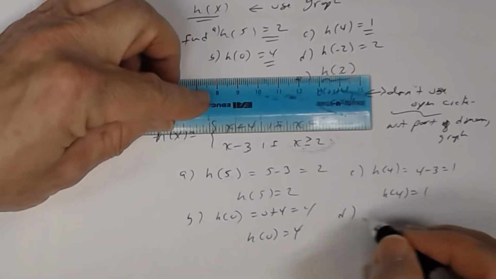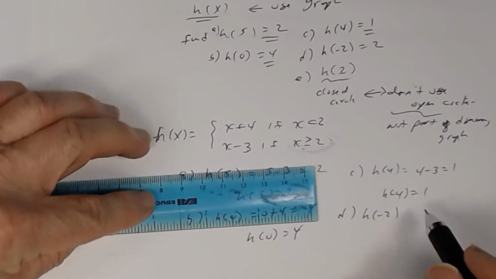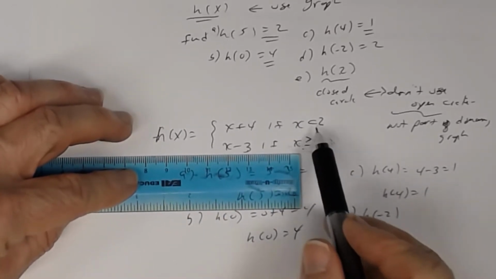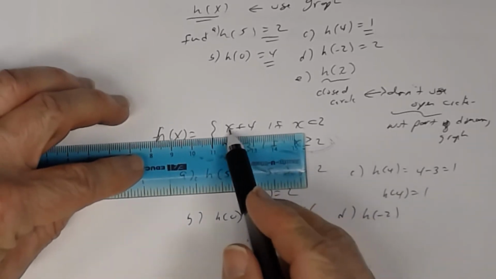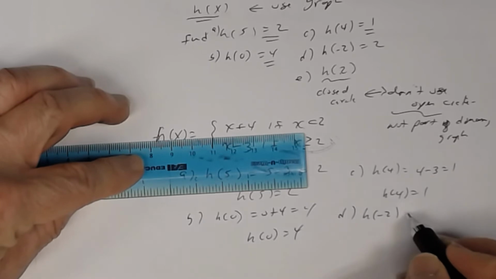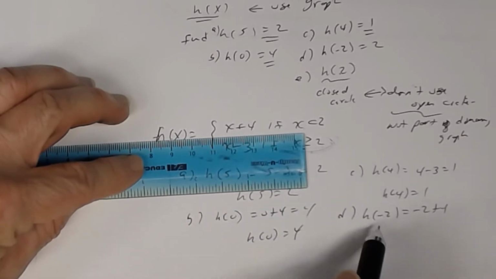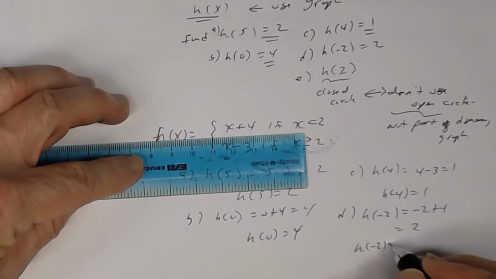All right. D, let's say you want to find h of negative 2. So you have to figure out which one you're going to use. Is negative 2 less than 2 or is negative 2 greater than or equal to 2? Well, it's less than, so you're going to use this one. So h of negative 2, remember this is your x value, will become negative 2 plus 4. Where we see the variable x, you substitute negative 2, and negative 2 plus 4 is 2. So h of negative 2 is equal to 2.